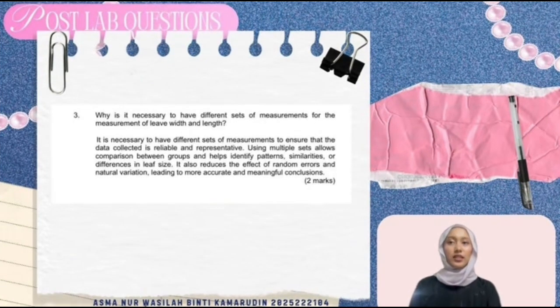The third question is why it is necessary to have different sets of measurement for the measurement of leaf width and length. It is necessary to have different sets of measurement to ensure that the data collected is reliable and representative. Using multiple sets allows comparison between groups and helps identify patterns, similarities, or differences in leaf size. It also reduces the effect of random errors and natural variation, leading to more accurate and meaningful conclusions.